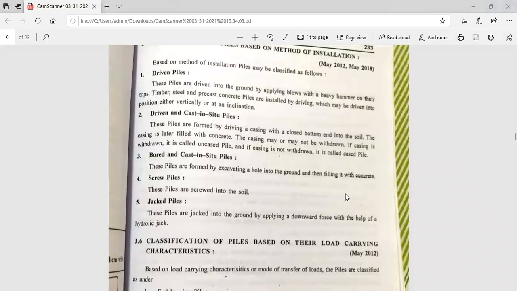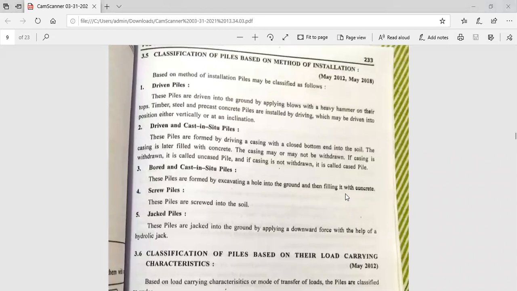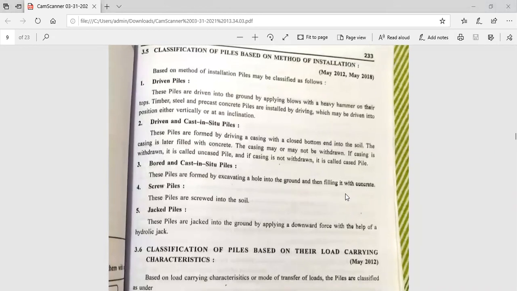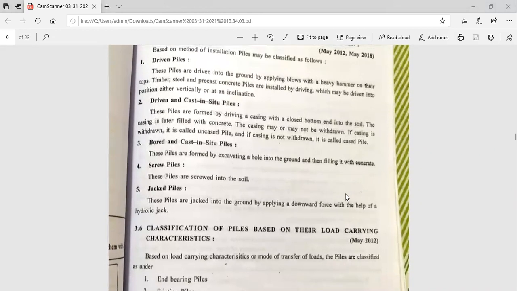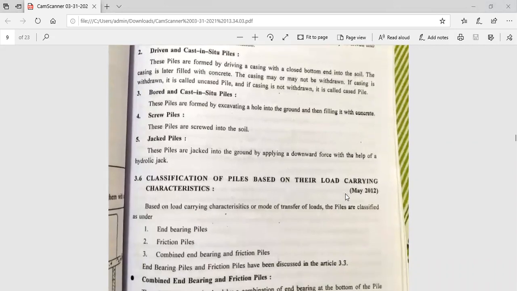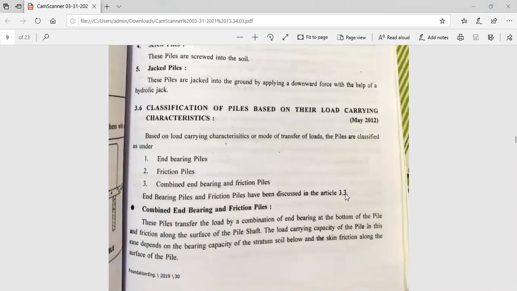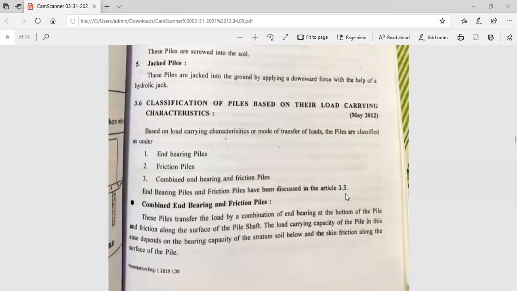Okay, so last time we saw the classification of piles based on method of installation. Right? So next is the classification of piles based on their load carrying capacity. So this basically transfers the loads. These piles are classified as end bearing piles, friction piles, and combined end bearing and friction piles.